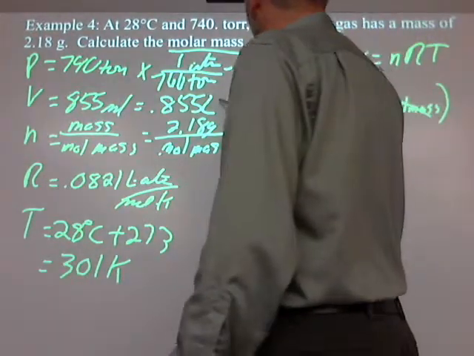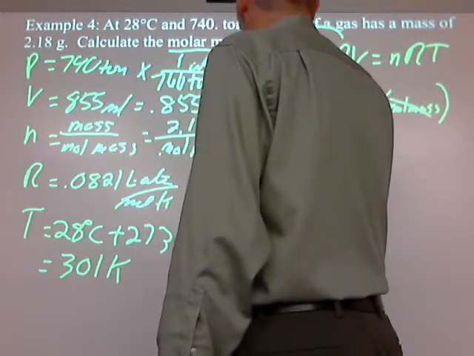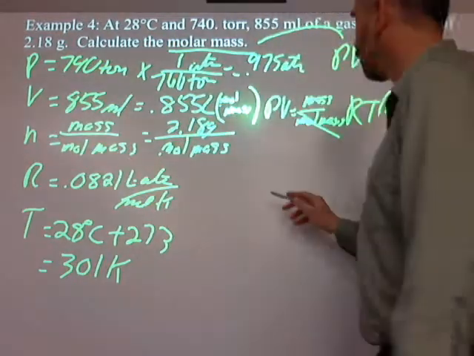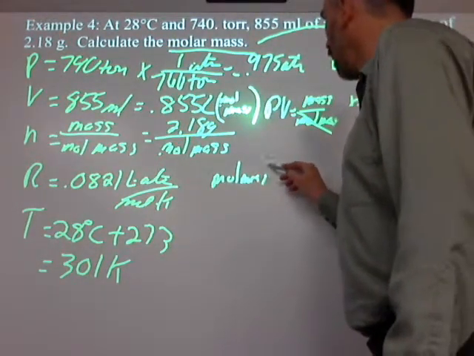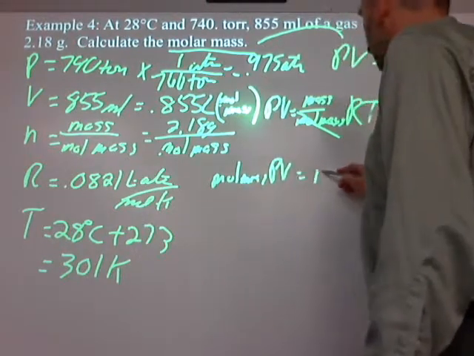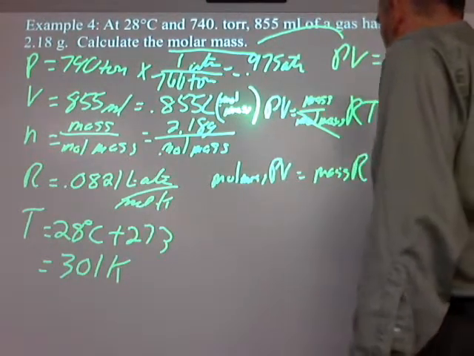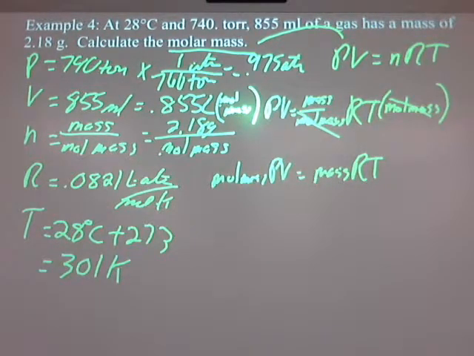All right, multiply both sides by molar mass. Okay, and so I'll get molar mass PV equals mass RT. Now I can do it.